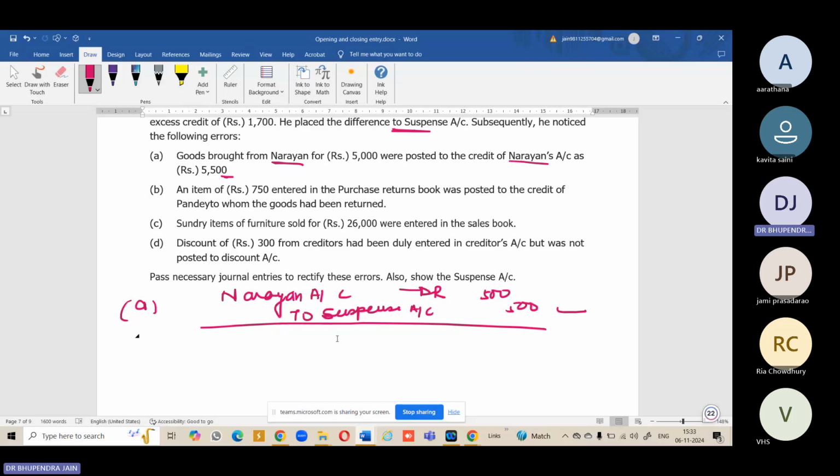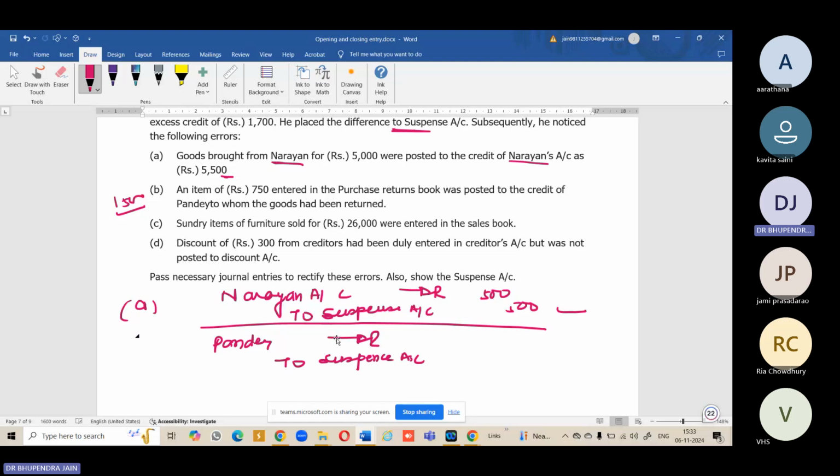Once you purchase the goods from Pandey, purchase account debit to Pandey. Again, you return the goods, so the entry is Pandey account debit to purchase return. But by mistake you entered again in the Pandey account. You have to rectify the entry with rupees 1500, 750 plus 750. The reason is that the double amount has been credited in the Pandey account. So the entry will be Pandey account debit to suspense account.